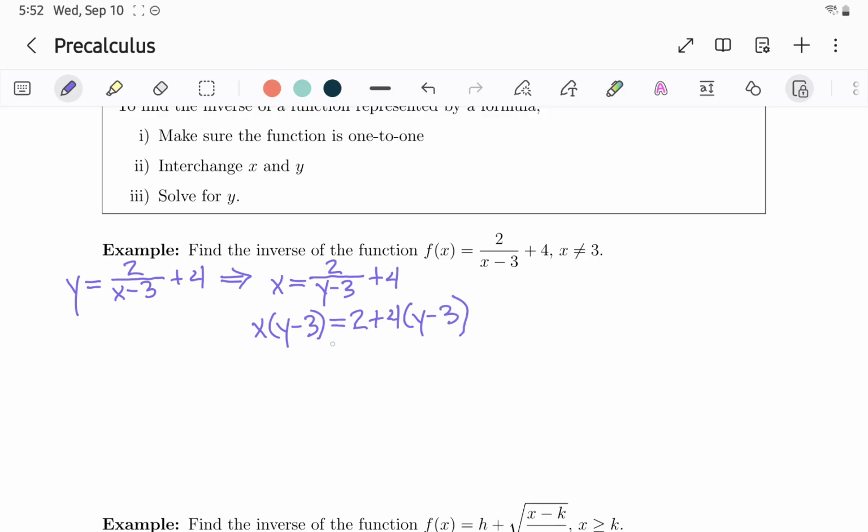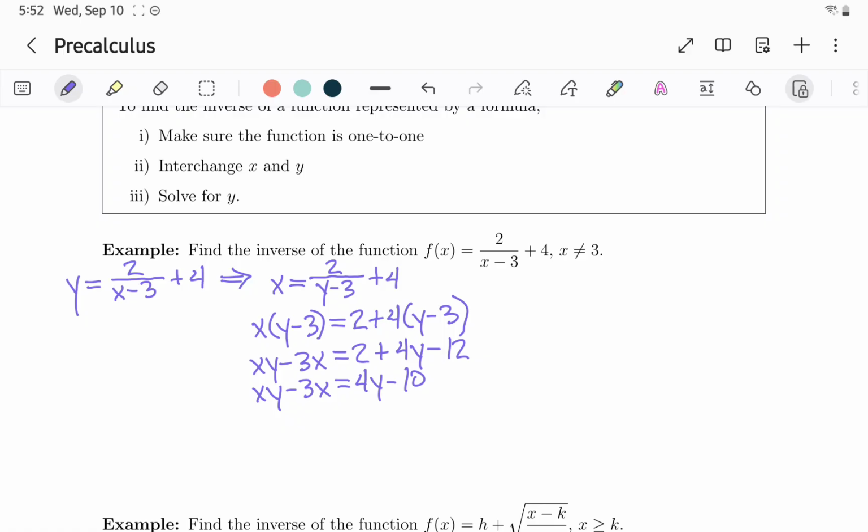Okay. So now let's go ahead and distribute. So we have x times y minus 3x on the left-hand side equals 2, and then plus 4y, and then 4 times minus 3 is going to be minus 12 on the right-hand side. So we can add like terms real quick on the right-hand side. So we have x times y minus 3x equals, so 2 minus 12 is going to be minus 10. So we have 4y minus 10 on the right-hand side.